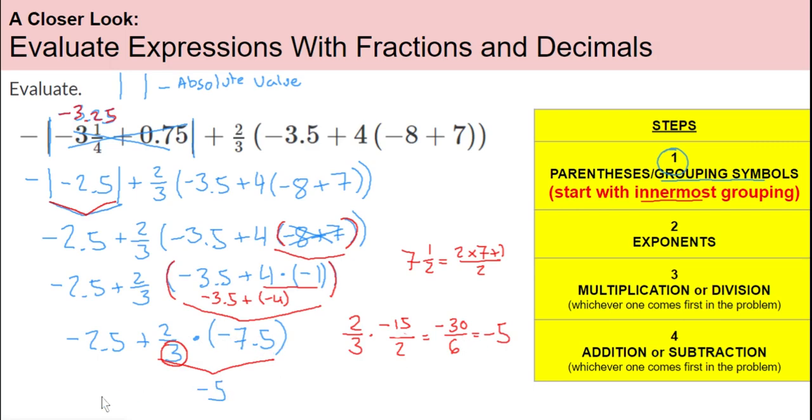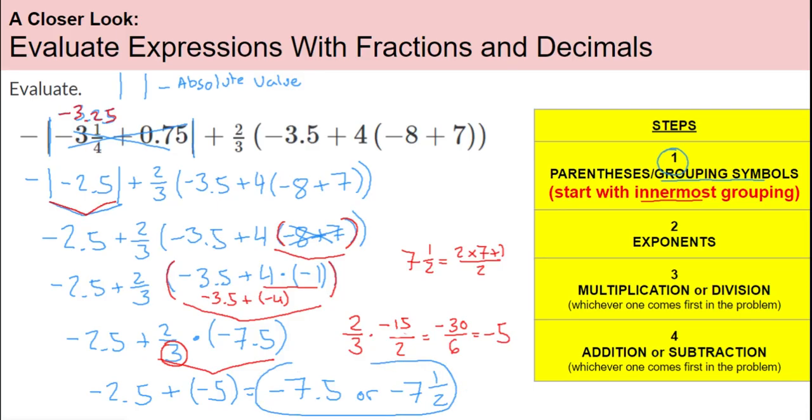Now that's a regular number, so I can keep this decimal, or I could have changed it to a fraction if you wanted to. So now I have negative 2.5 plus negative 5, which is going to equal negative 7.5, or if you write it as a fraction, negative 7 and 1/2. All right, a lot of stuff there. Take your time.